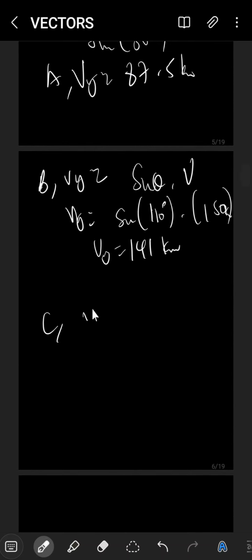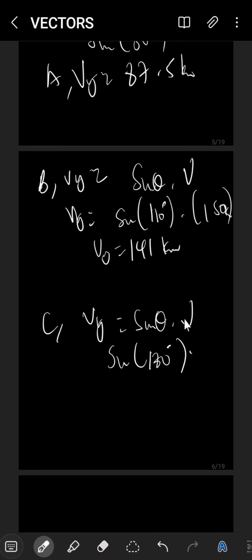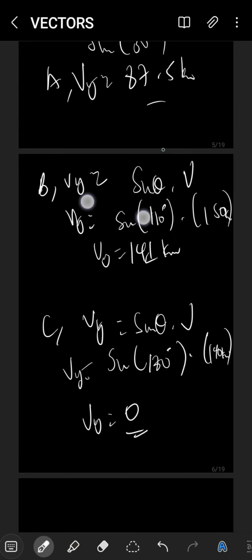Okay, so C will have Vy equal to sine theta V. So what is sine theta? Sine, what is our angle? 180 degrees. What is our V? Our magnitude, 190 kilometers. Okay, so sine of 180 degrees is 0, right? So basically here we have 0. Okay, then we place these in our table.